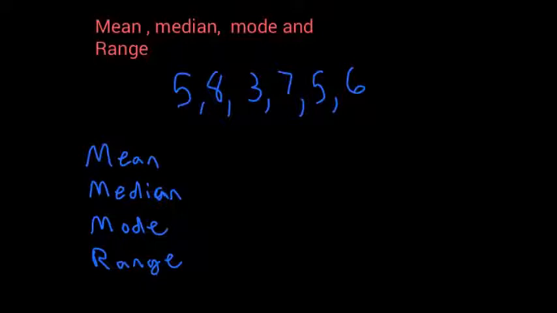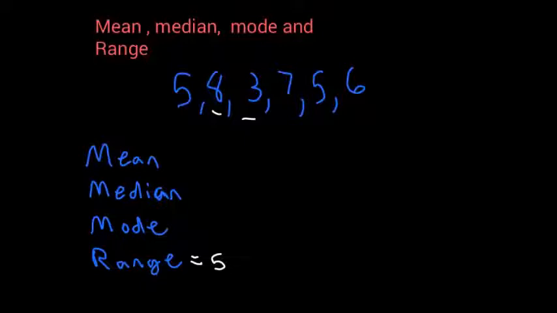Alright, now we're going to talk about mean, median, mode, and range. And I'm going to start with range. And range is just simply the largest number minus the smallest. So our largest there is 8 minus our smallest of 3. So our range would equal 5.